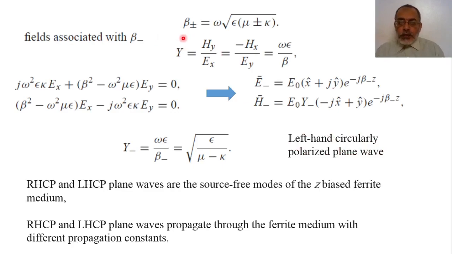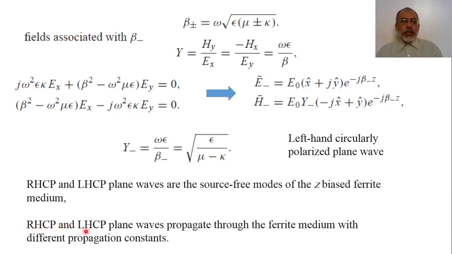So beta minus corresponds to a left-hand circularly polarized plane wave, and it has a completely different characteristic admittance. So it has completely different propagation constant and completely different characteristic admittance. This means that the right-hand and left-hand circularly polarized plane waves are the source-free modes of the Z-biased ferrite medium. In other words, the eigenvectors or the solution for the source-free wave equation.